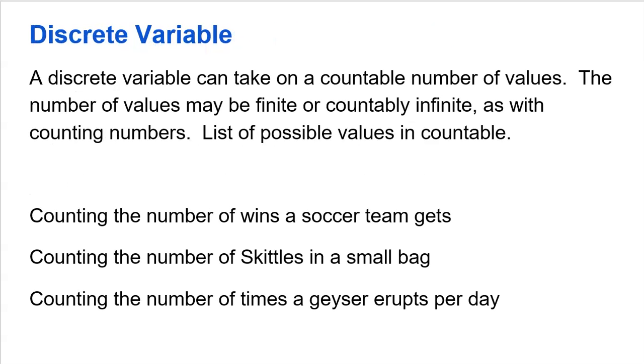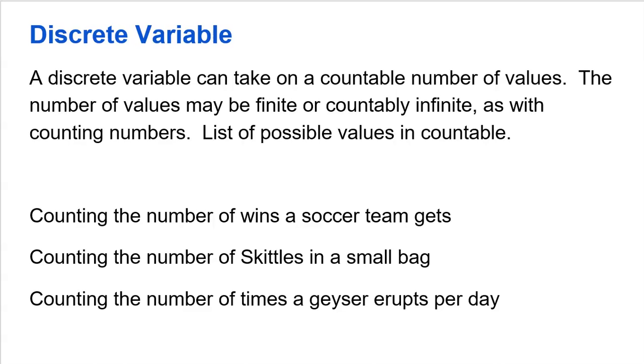Now, a discrete variable can take on a countable number of values. The number of values may be finite or countably infinite, as with counting numbers. I don't want to make this harder than it sounds, but think of it here: if you could list the possible values of the variable, it's countable. So typically we are thinking about whole numbers here.